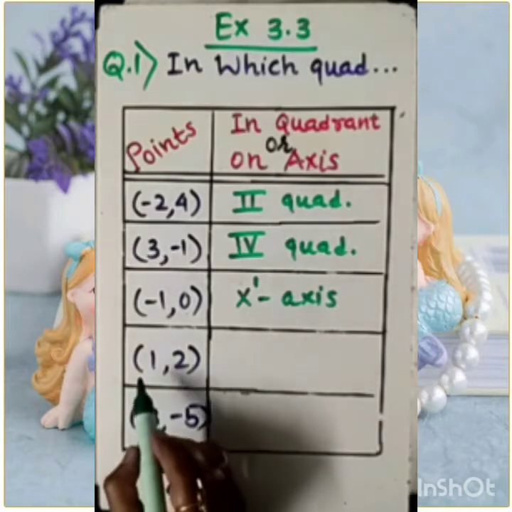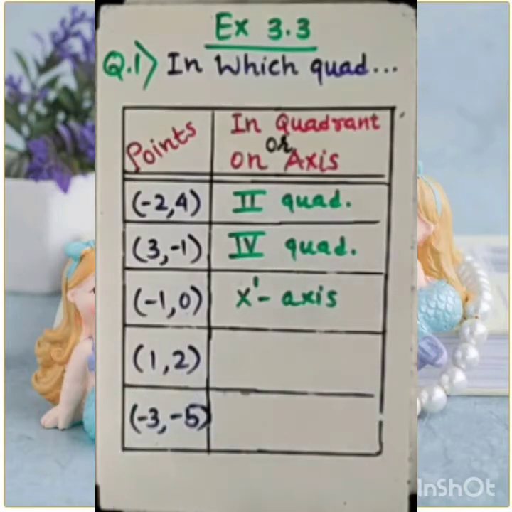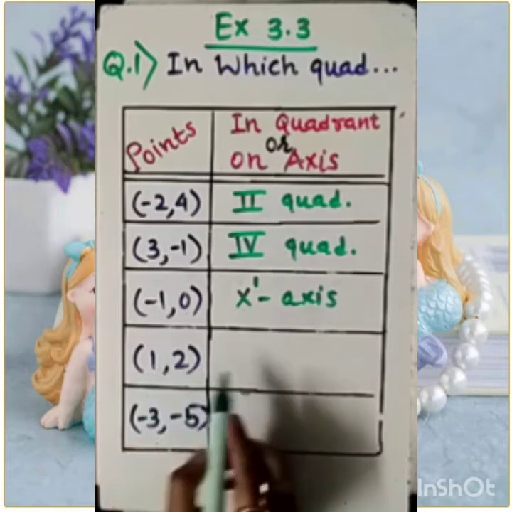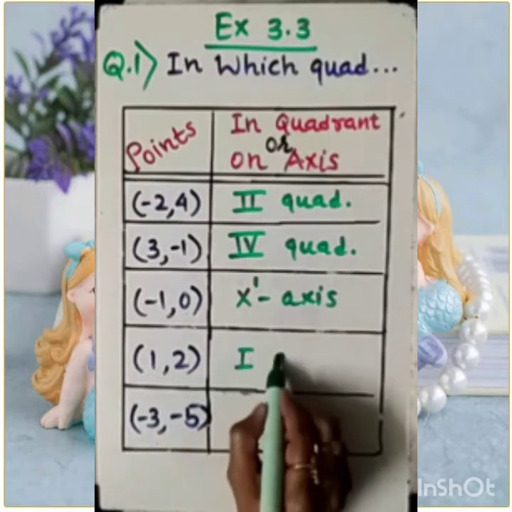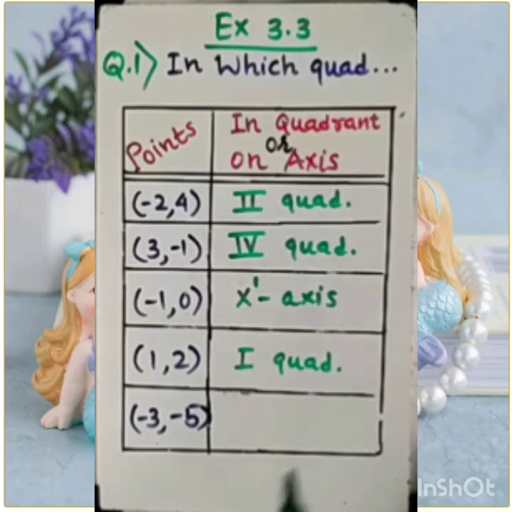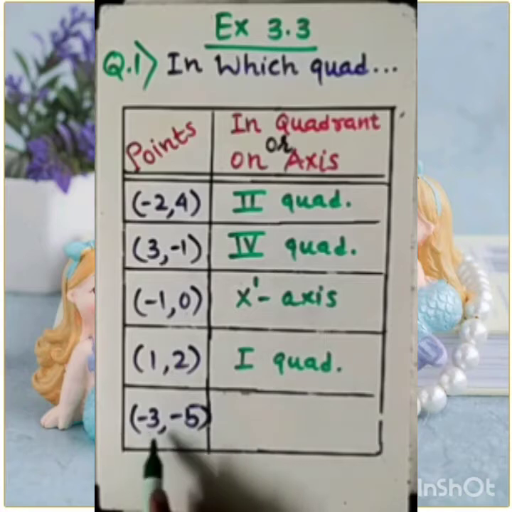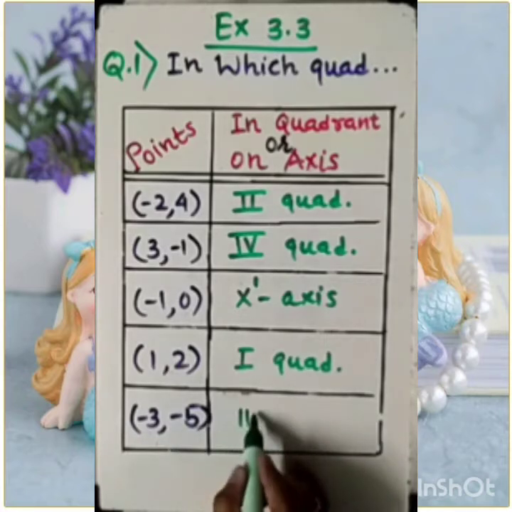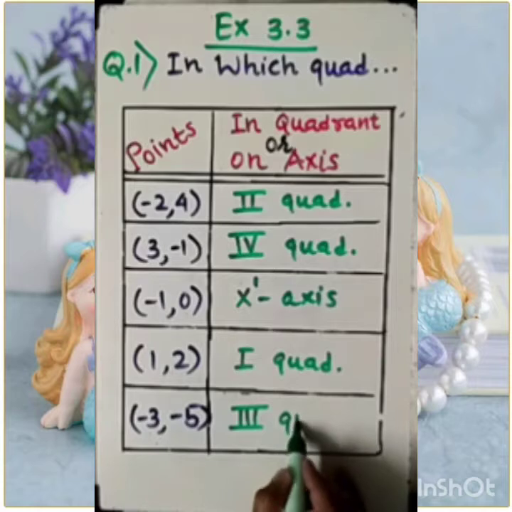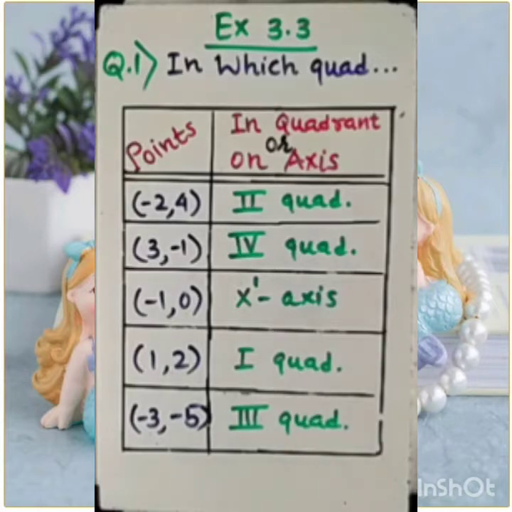Fine. Now (1, 2). Plus, plus is always in the first quadrant. Now dear student, (-3, -5): you can see abscissa -3, ordinate -5. Abscissa and ordinate are both minus, so it is in the third quadrant. Please write down, this is in the third quadrant. So in a tabular form we have shown this nicely.